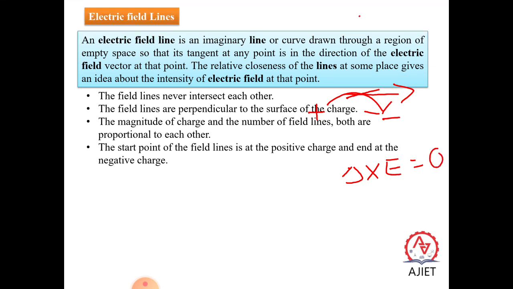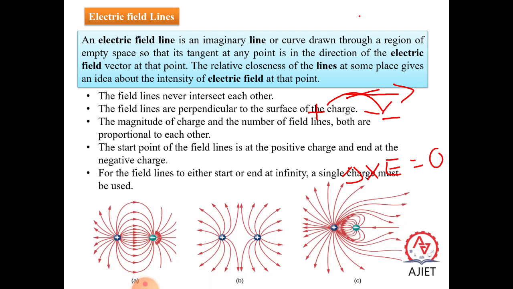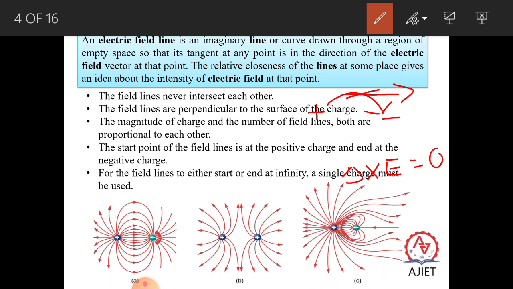Next, for the field lines to either start or end at infinity, a single charge must be used. You can see that on the diagrams I have given. The electric field lines start from the positive charge like this, and end at the negative charge. It forms an open loop. As a result, del cross E is equal to 0. When you draw a tangent, this gives the direction of the electric field.